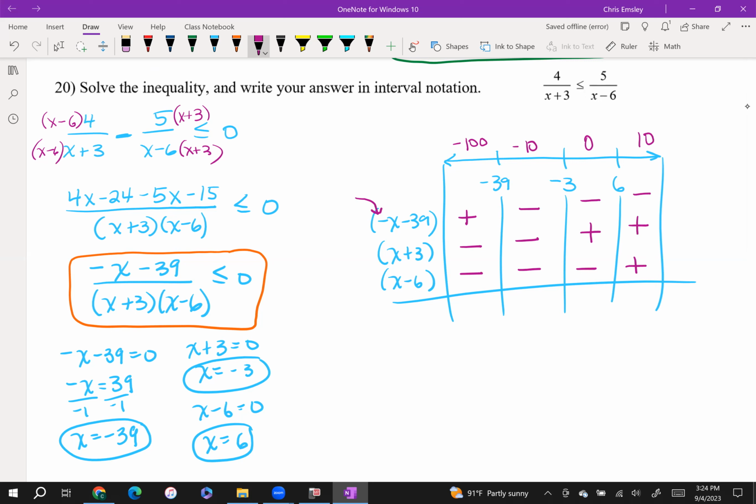Multiply every sign in each column, and we get plus, minus, plus, minus for our sign pattern. We were looking for, where is this rational expression less than or equal to 0? Less than would be our negative results. And go up and look at our number line for those columns from negative 39 to negative 3 and from 6 to infinity. So let's write out our result.